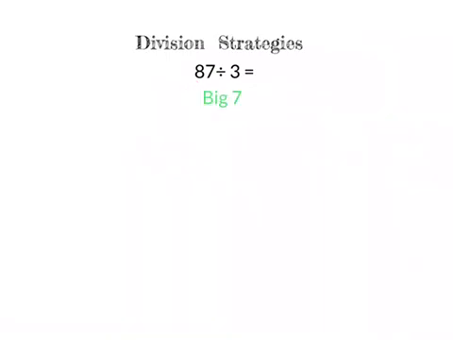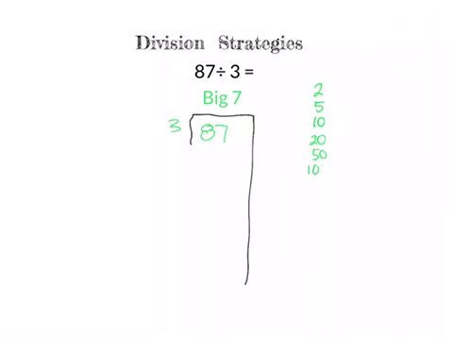The next strategy is the Big 7 strategy. You put the 87 and then you simply draw a big 7 around the 87, which is why that's called the Big 7 strategy. And then you make a friendly number chart, looking at your 2s, 5s, and 10s, and then again 20s, 50s, and 100s.